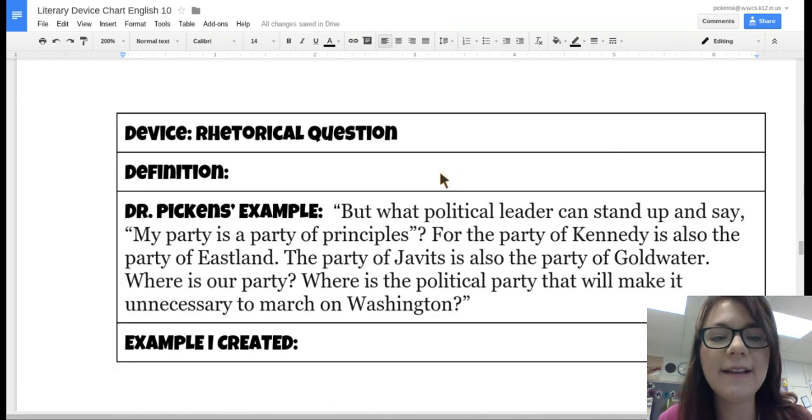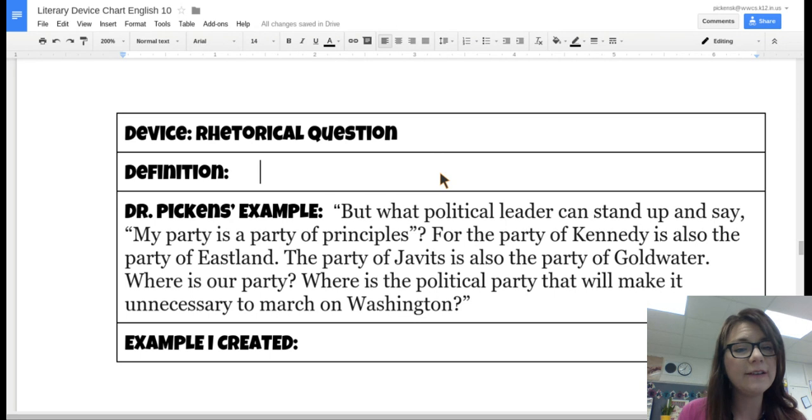Okay, the next device I have is one of my favorite devices for speeches. And one of the reasons I like it so much is because it can be really powerful when used in your speeches. So, those of you that make speeches, this is a really powerful one to use. And it also can be really clever in how you use it. And this is a rhetorical question, and you might be familiar with this phrase already.